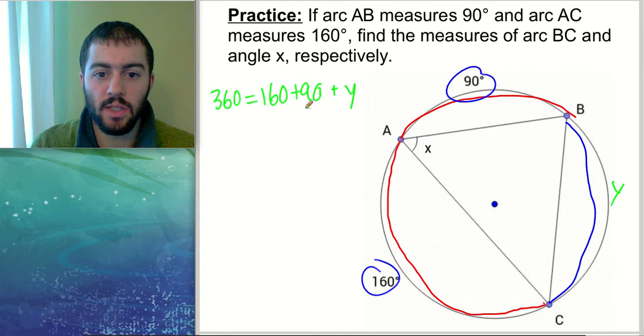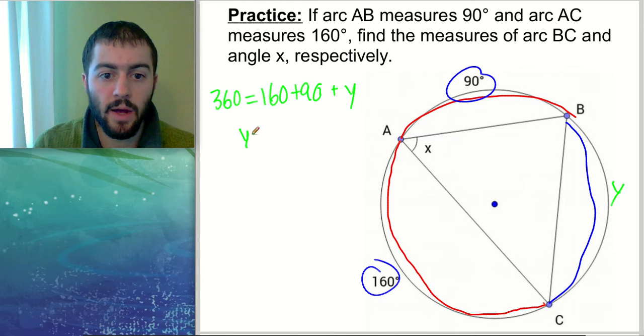So we know 160 plus 90 plus Y would have to give us 360 degrees, because those are the only arcs that make up the circle, and if we add them together, they have to give us the total number of degrees in a circle, which is always 360. So we could again solve this. We would find by doing it this way that arc Y would be 110 degrees.